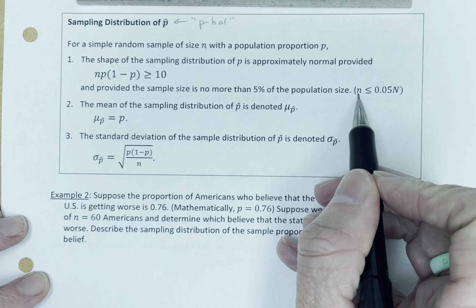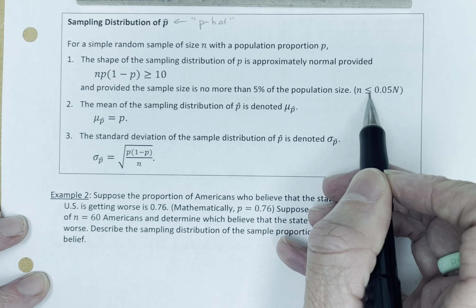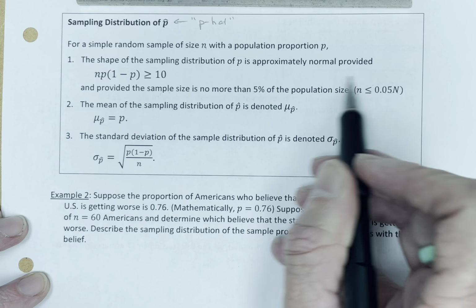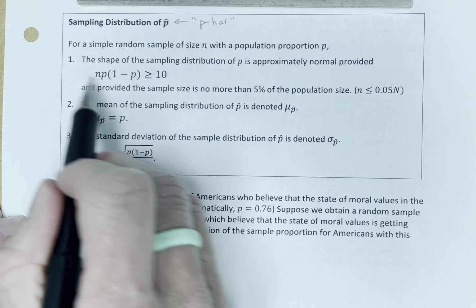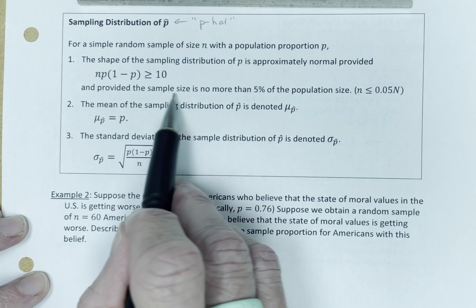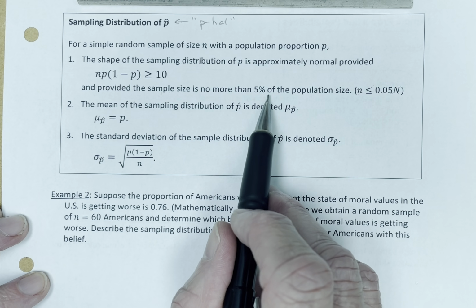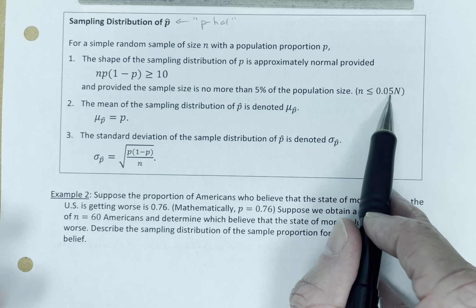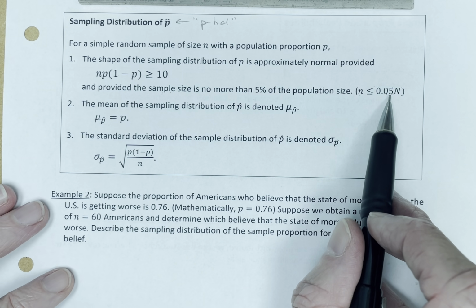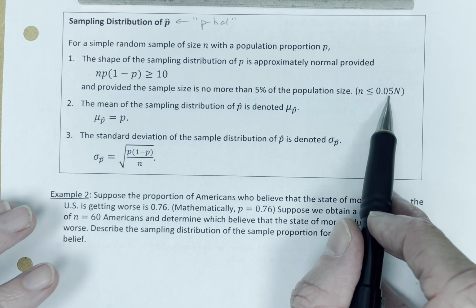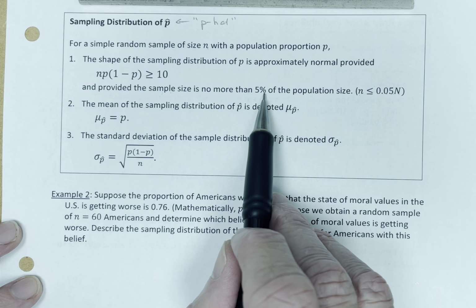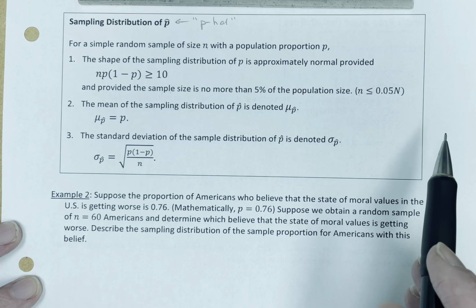Mathematically, the sample size, indicated with a lowercase n, is less than or equal to 5% times the population size. This first one is really the key one. Your sample size is almost always going to be less than 5% of your population size. That won't come into play a whole lot because we're talking about a large population and a fairly small sample, usually well less than 5%.